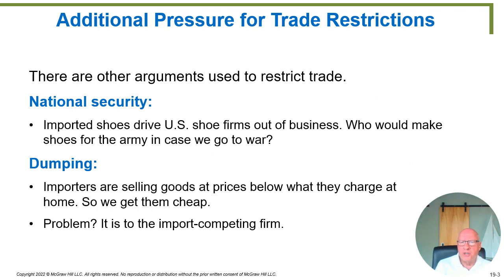Let's take a look at another pressure for imposing trade restrictions. Here, the ones we're going to look at are the national security argument and the dumping argument. Let's first of all start with national security. This one is actually a pretty reasonable and legitimate argument. The problem is it is often illegitimately applied, even though in theory it makes sense.